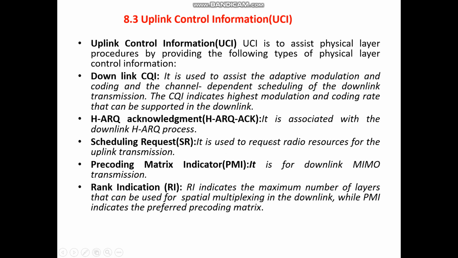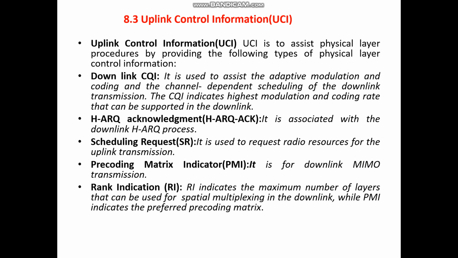As you already know, radio resources will be provided by the downlink, or the eNodeB. That's why this scheduling request is used to request radio resources for the uplink transmission. So what we are discussing here are the different control informations which are there to assist the physical layer procedures. Remember that. Next is precoding matrix indicator, or PMI. It is for downlink MIMO transmission, that is downlink multiple input multiple output transmission.